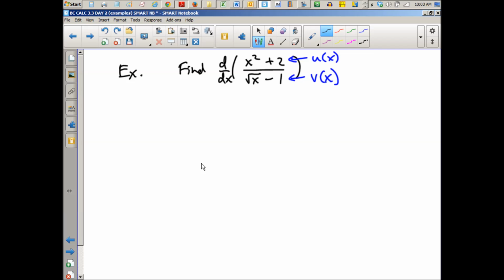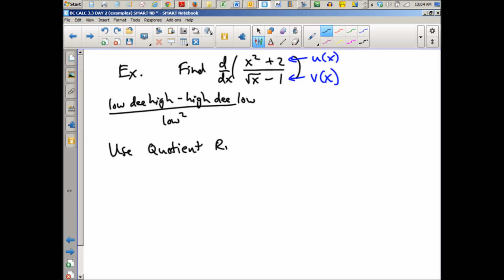Okay, so the quotient rule is a little bit hard to memorize, but it looks like this. It's low d high minus high d low all over low squared. So this is, again, just a little mnemonic. It'll help you memorize the quotient rule. Okay, so we're going to use the quotient rule.